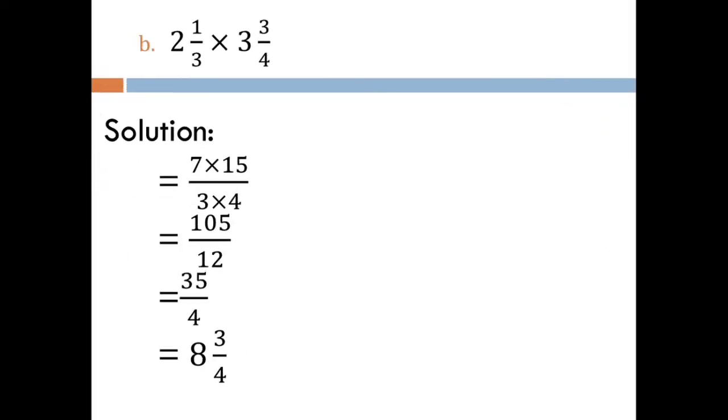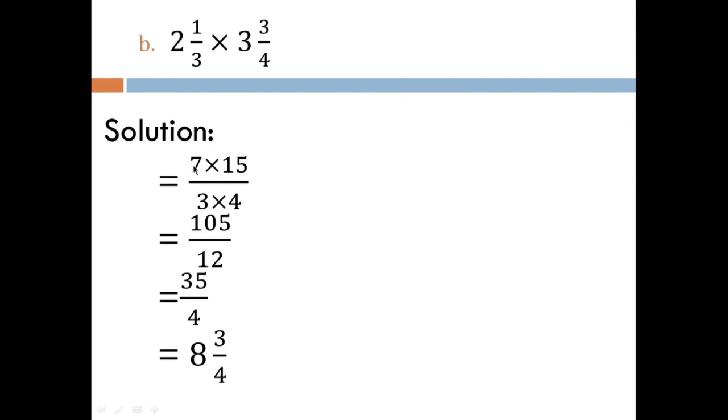Okay, so letter B. In here, as you can see, mixed number siya. So, 2 and 1/3 times 3 and 3/4. So, first, bakit siya naging 7 times 15? Ang ginawa natin is convert mixed number into improper fraction. So, 2 times 3, we have 6, plus 1, we have 7. And 3 times 4, we have 12, plus 3, we have 15. So, over 3 times 4.